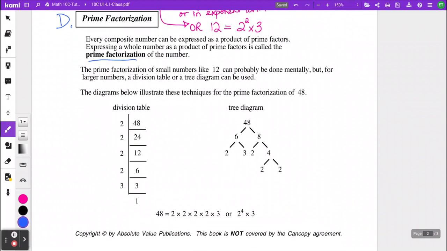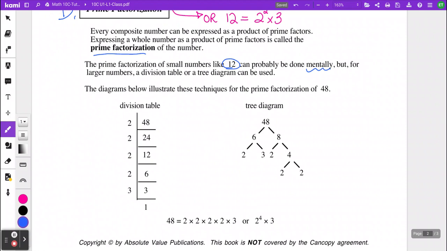So we're going to talk small numbers, they say here, like numbers like 12 and 6, 18. They can be done mentally in your head or by a factor T-chart. Okay, so you can make your factor T-chart, but for larger numbers, so 2 and 3 digit numbers, anything over 24 basically, something that you can't make a quick list about, you would use a division table or a tree diagram.